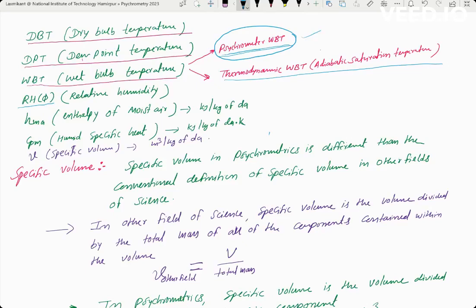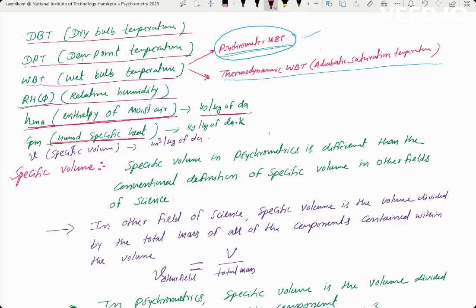Then we have also introduced relative humidity. We have studied the concept of relative humidity with examples. Then we have expressed the enthalpy of moist air. We have derived the three equations to determine the property of moist air, and its unit is kilojoule per kg of dry air. After that, we have expressed the humid specific heat.